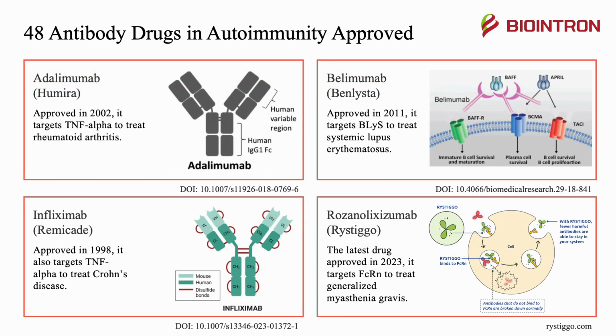As of now, there are 48 antibody drugs for autoimmune diseases approved in at least one regulatory agency worldwide. Humira was approved in 2002 and targets TNF-alpha to treat rheumatoid arthritis. Remicade was approved in 1998, which also targets TNF-alpha, but to also treat Crohn's disease. Benlysta was approved in 2011 to treat systemic lupus erythematosus. The latest drug to be approved last year is Rystiggo, which targets FcRn to treat generalized myasthenia gravis.